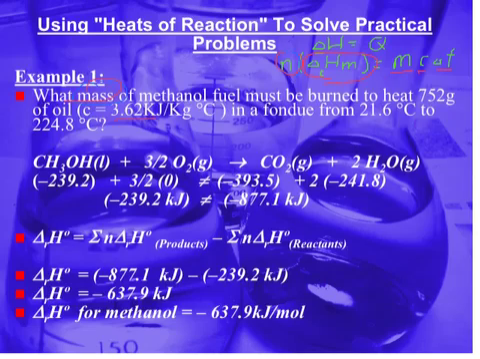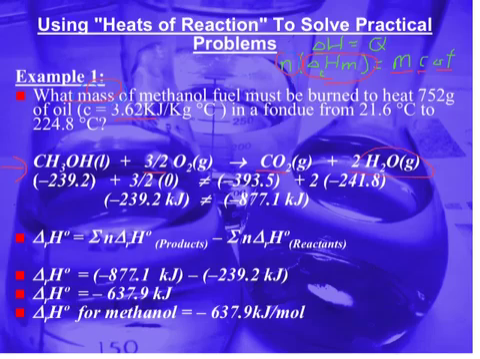In order to find the molar enthalpy of combustion for a reaction, the first thing we need to do, of course, is to have a balanced equation. So here we have 1 mole of methanol reacting with 3.5 moles of oxygen gas to produce 1 mole of carbon dioxide and 2 moles of gaseous water.